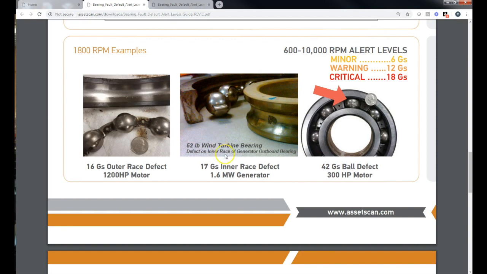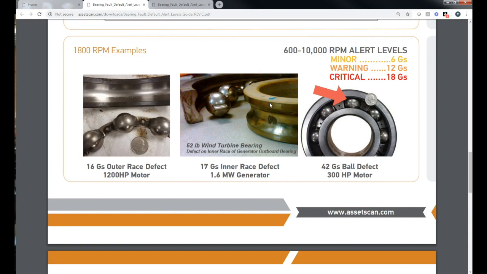The center bearing is in a wind turbine. It's a 1.6 megawatt wind turbine, and 17 Gs was the reading in this defect in the inner race. This was on the generator bearing, so this is one of the bearings on tower that can be replaced on tower without having to bring in a crane and without having to change out the entire generator. So what this customer did upon seeing the 17 Gs, they did the prescriptive task of field inspect and lubricate.